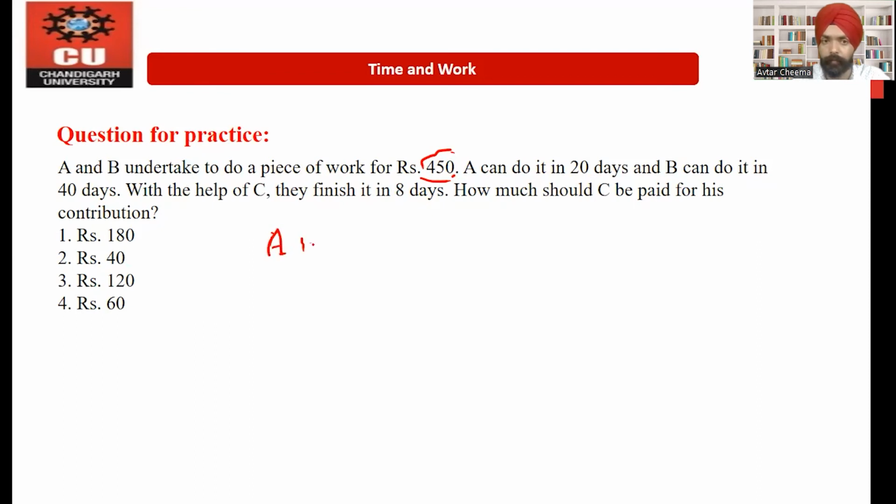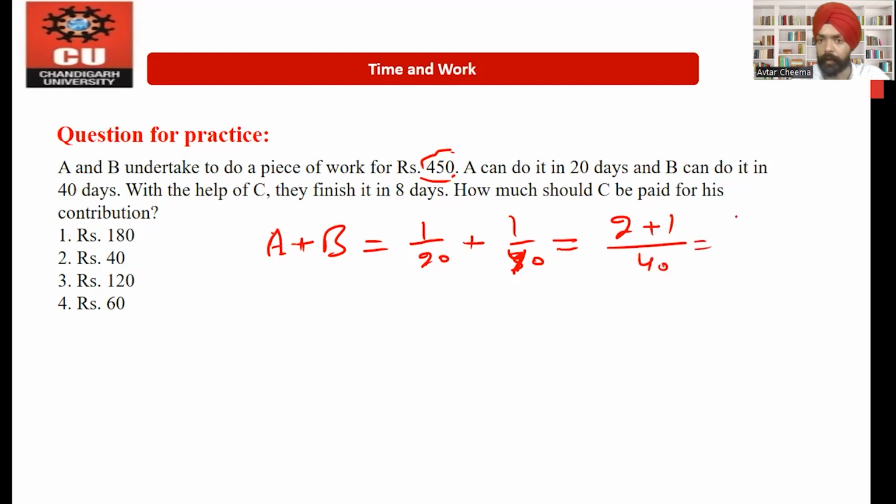A plus B. How much work are they completing in a single day? 1/20 plus 1/40. B is doing the work in 40 days. So if I solve this, I get 2 plus 1 divided by 40, that is 3/40. Both working together, daily doing the work is 3/40.